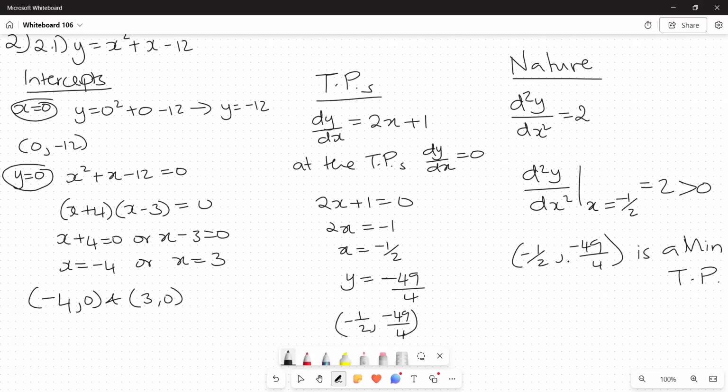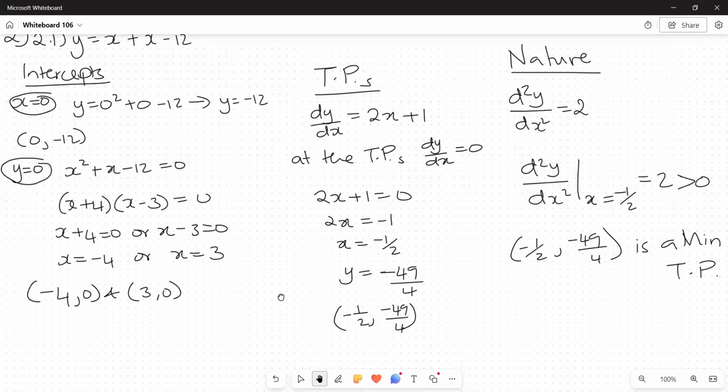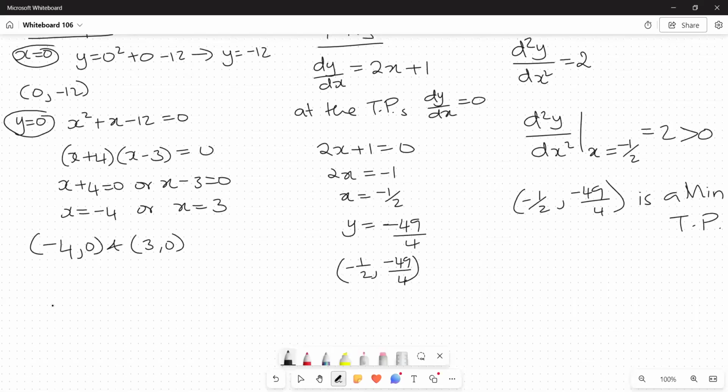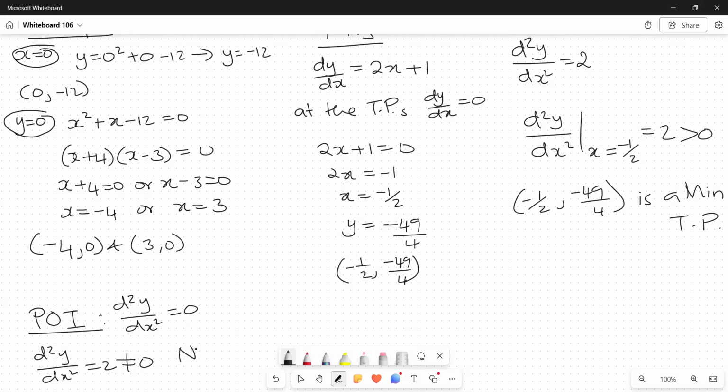So if, when you were working it out, you were not confirming that it is in fact a minimum, then you need to go back and look at your working and see, did I do something wrong? Okay, so that is the nature. And then you look for any points of inflection, if there are any. Points of inflection is when d2y/dx2 is equal to 0. But we know that the second derivative is equal to 2, and it can never be equal to 0. That means we have no points of inflection.